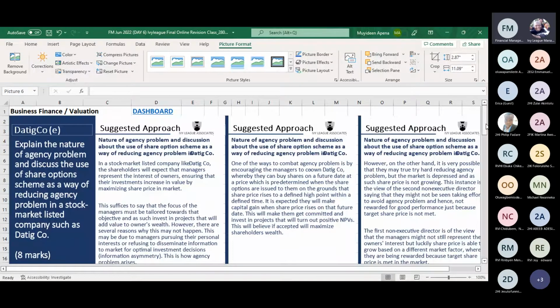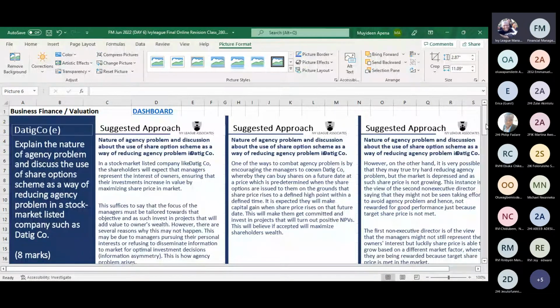So they expect that the share price will rise to a certain level. That is the target. So if Datica decides to do this, it's enticing. The managers will be impressed, because they would want to do as much as possible to become owners of the business. Once they own shares, they become owners. So it is believed that they should focus on projects that will maximize the shareholders' wealth.